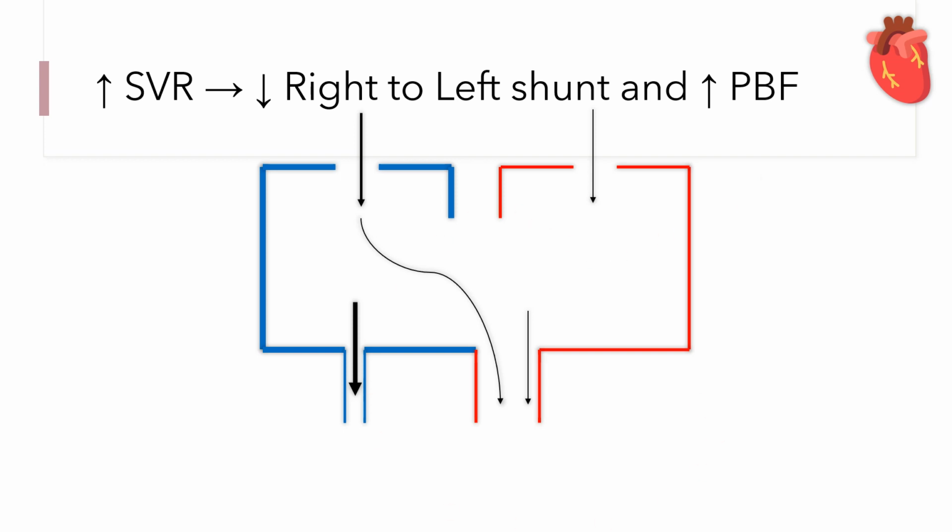On the other hand, if there is decreased systemic vascular resistance, the right to left shunt will be more and the pulmonary blood flow will be less. So that will lead to increased severity of cyanosis or the occurrence of a cyanotic spell. So any condition that causes a decrease in systemic vascular resistance will cause an increase in right to left shunt and decrease in pulmonary blood flow, in turn leading to the occurrence of a cyanotic spell.